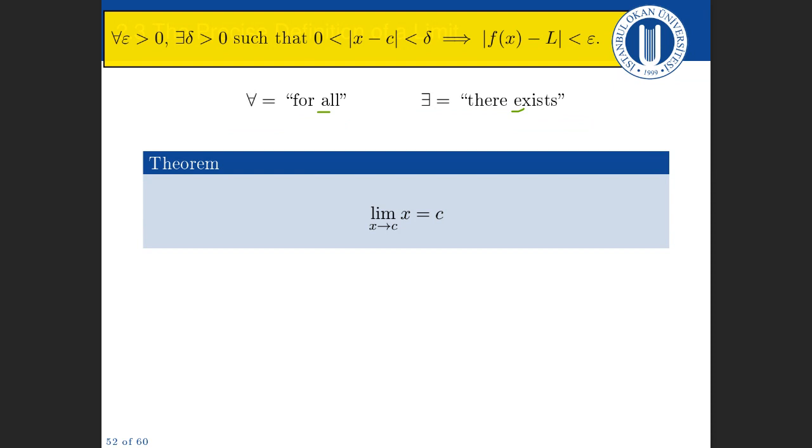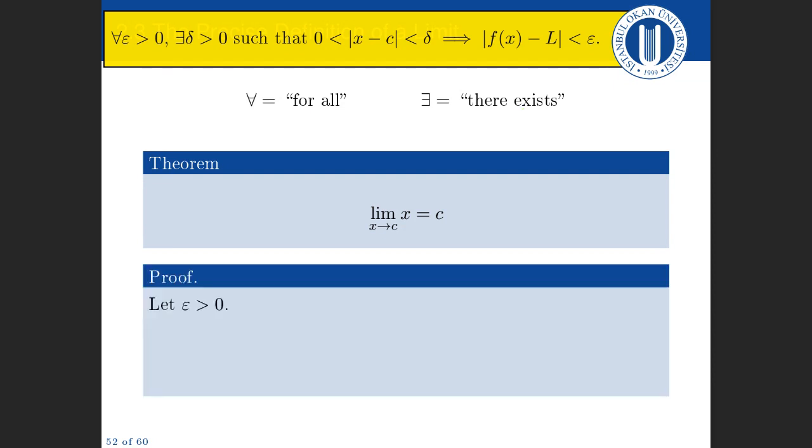Theorem, the limit as x tends to c of x is equal to c. This is the limit of the identity function, and I stated this earlier, and we've been using it, but let's actually prove it. To prove it, we need to use the formal definition of the limit, the epsilon and delta definition. The first part of the definition was about epsilon, so the first part of our proof is about epsilon. Let epsilon be greater than zero.